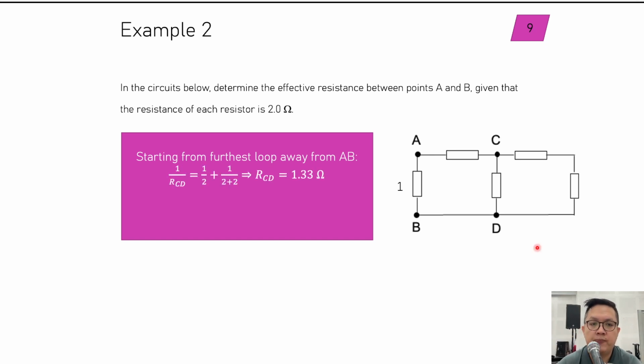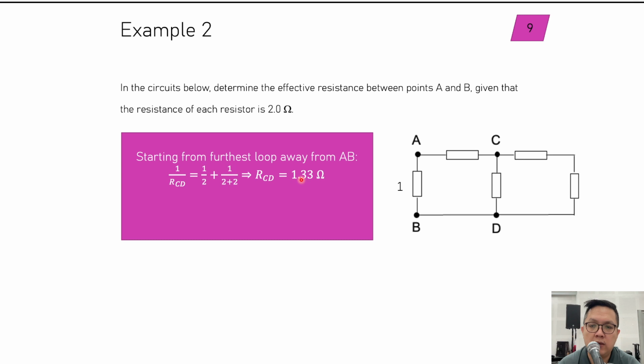Okay, so first thing first, we find 1 over RCD. So this is your resistors. This 2 plus 2 refers to this one and this one. Add them in series first, then inverse and add to the inverse of this. Okay, then inverse back, you'll get RCD. That means from here to here, you're measuring these 3 resistors, right? The effective resistance is 1.33 ohms.